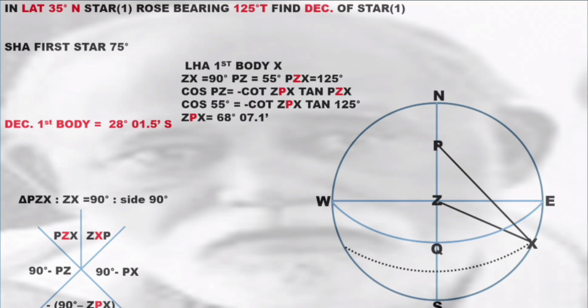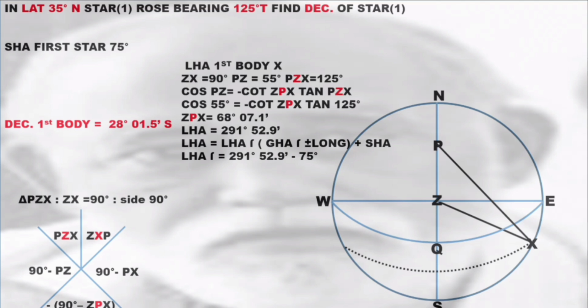Body east, LHA is more than 180, so LHA is 360 minus angle P. So I have the LHA of this body here. Now LHA is LHA Aries plus this, so I can always find out what is LHA Aries here, because SHA was already given to me for the star. So I got my LHA Aries. Because we are talking about all the 3 bodies being sighted at the same time, LHA Aries would be the same for all of them.